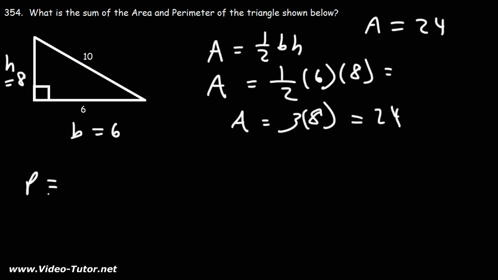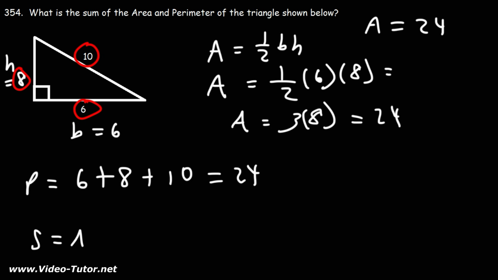Now let's calculate the perimeter. The perimeter is going to be the sum of all 3 sides. Therefore, it's 6 plus 8 plus 10. 6 plus 8 is 14. 14 plus 10 is 24.